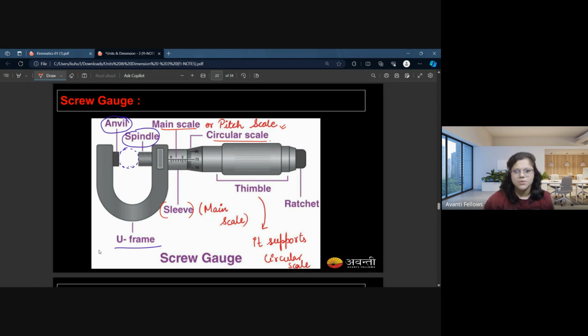A very simple observation. That's how we will adjust our object in between the anvil and the spindle by moving the thimble. Once you get the precise room for that object, you will hear a chirr voice, and that chirr voice is coming from this ratchet. This chirr voice means the object is perfectly fitted in between the anvil and spindle. Now you can run the calculations. Is that okay?